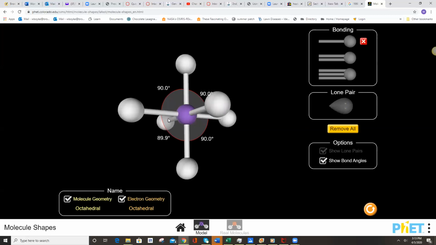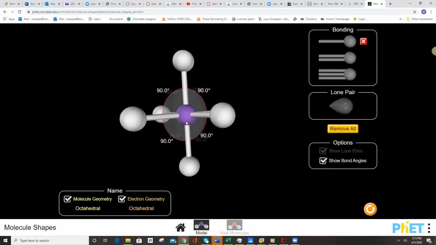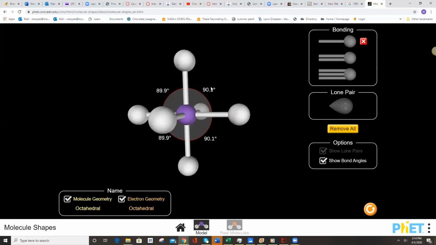We have a whole bunch of 90-degree angles, as well as, if you look at the opposite ones, they're not listed on the screen, but outer, central, outer, well, you also have 180-degree bond angles as well. Again, we're going to skip the hybridization for right now.